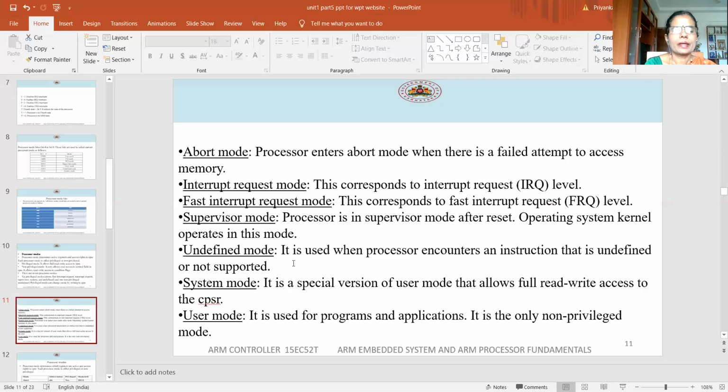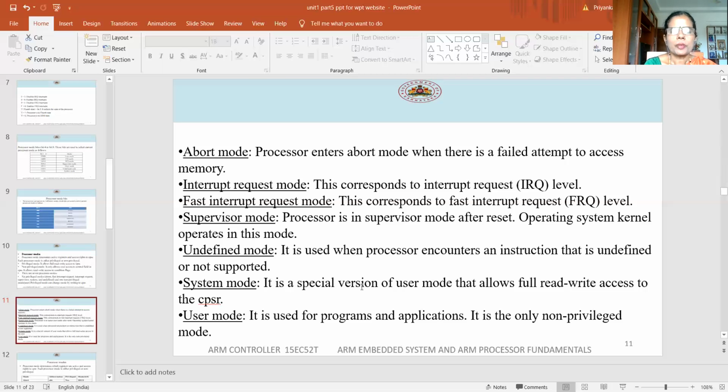Whenever you are executing a wrong instruction, for example, ADD is a correct instruction. The mnemonic is ADD. Instead of ADD, if you write ADB, it is a wrong instruction. So it is used when the processor encounters an instruction that is undefined. ADB is not defined and it is not supported by the processor. In such a case, the processor goes into the undefined mode.